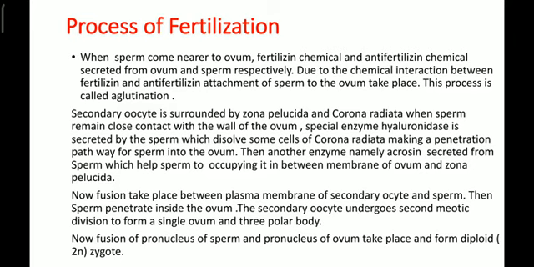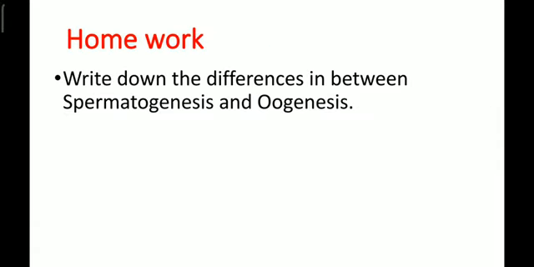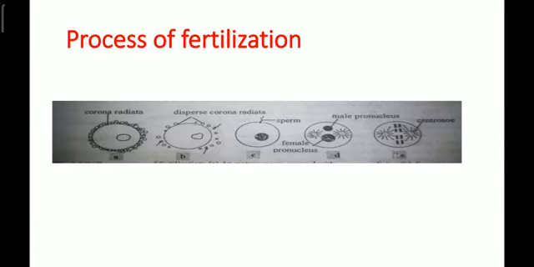making a penetration pathway for sperm into the ovum. Then another enzyme, namely acrosin, is secreted from the sperm, which helps the sperm occupy a place in between the membrane of the ovum and the zona pellucida. Now fusion takes place between the plasma membrane of the secondary oocyte and the sperm. Then the sperm penetrates inside the ovum. The secondary oocyte undergoes the second meiotic division to form a single ovum and 3 polar bodies. Now fusion of the pronucleus of the sperm and the pronucleus of the ovum takes place and forms a diploid zygote. This is the process of fertilization. This is the figure of the fertilization process.